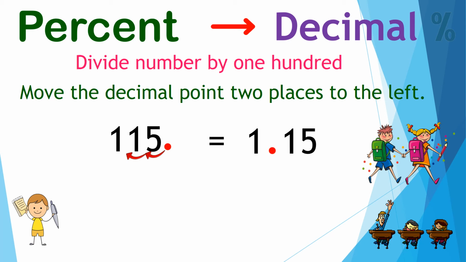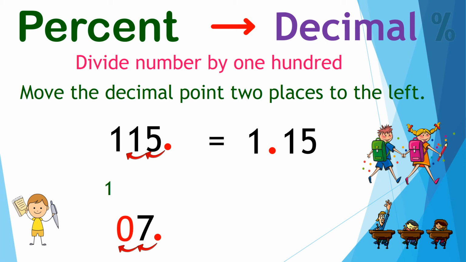What about if the number is a single-digit number, like 7%? Since we have to move 2 places to the left, and 7 is a single-digit number, we need one more. And the only digit that we can use is 0. But why 0? Why not any other digit? This is because 0 takes the place but does not change the value of the number.